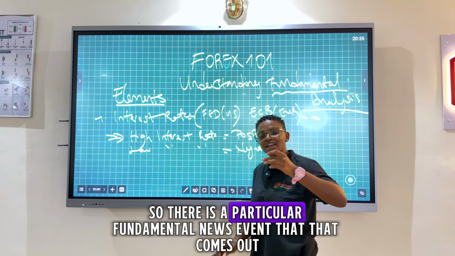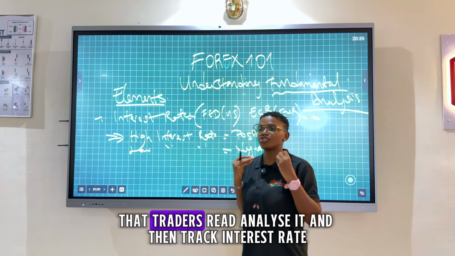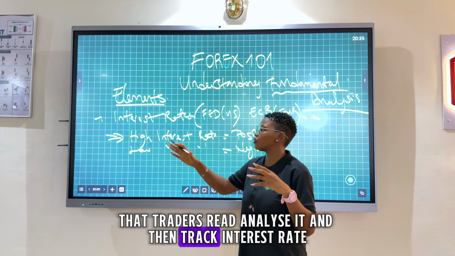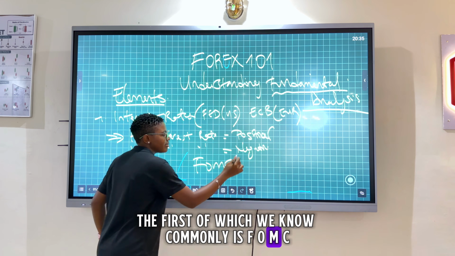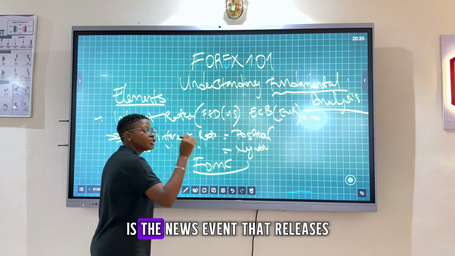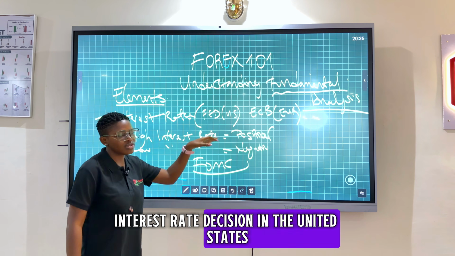How can you track interest rate? There is a particular fundamental news event that comes out that traders read, analyze, and then track interest rate. The first of which we know commonly is FOMC. FOMC is the news event that releases the interest rate decision in the United States.